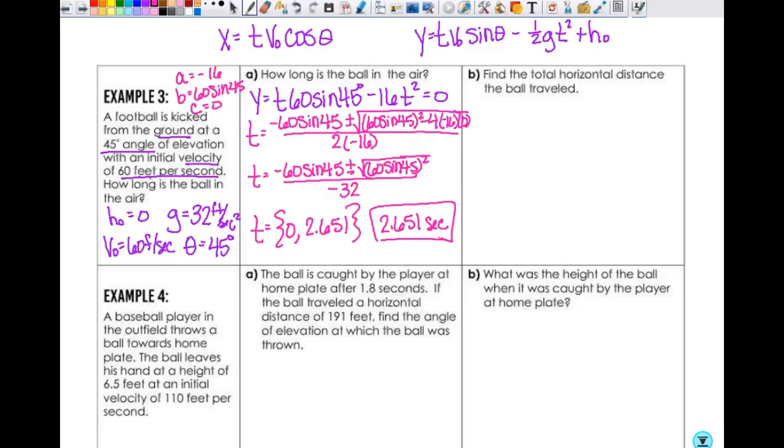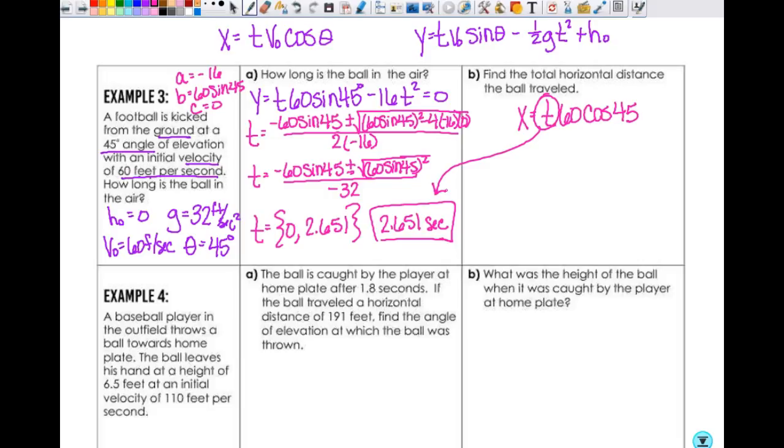So the B part says find the total horizontal distance the ball has traveled, right? Well, my horizontal equation is x equals t times 60 times the cosine of 45. So if I want to know how far it has traveled in the time it was in the air, I'm going to take this right here, t. That's the t I found right here. That's why I want it stored, okay, because I can't type the decimal back in.